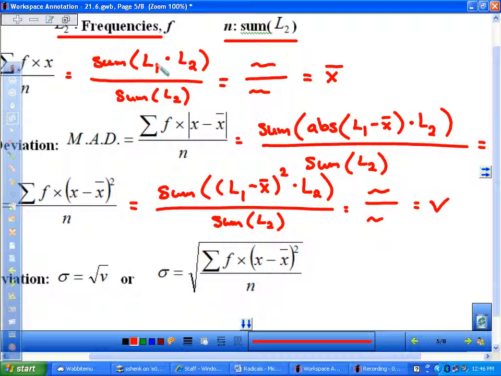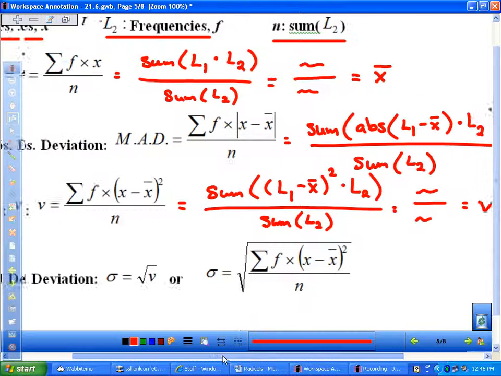Okay. This here was sum L1. Well, now it's got to be sum L1 times L2 before we close it. This used to be just sum of the absolute value. Well, now we got to multiply by L2 before we close it. This used to just be the sum of the squares. Well, now we've got to multiply by L2 before we close it. Okay? So it's just that multiplying by the L2, or by your frequency. Again, do you show me the red on paper? What do you show me on paper?